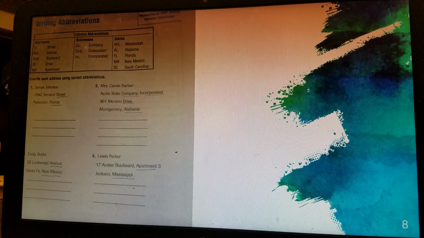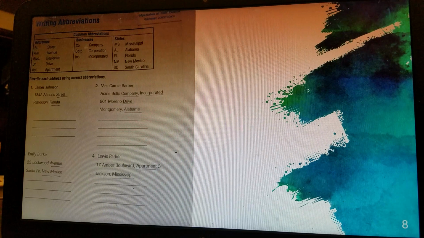And then you will complete page 340. Again, you have some boxes on the top, common abbreviations for address, businesses, and states. I want you to pay attention to the word drive. Okay? Drive. It is abbreviated like doctor, DR. But drive is a street, a short street or short way. Okay? So you will rewrite each address using the correct abbreviation. Remember, addresses have 3 or 4 lines. So don't put everything together.